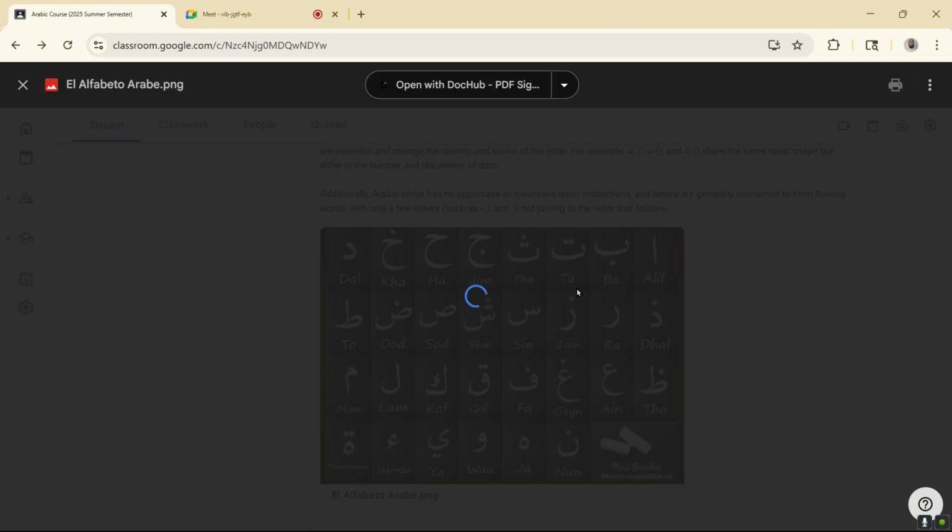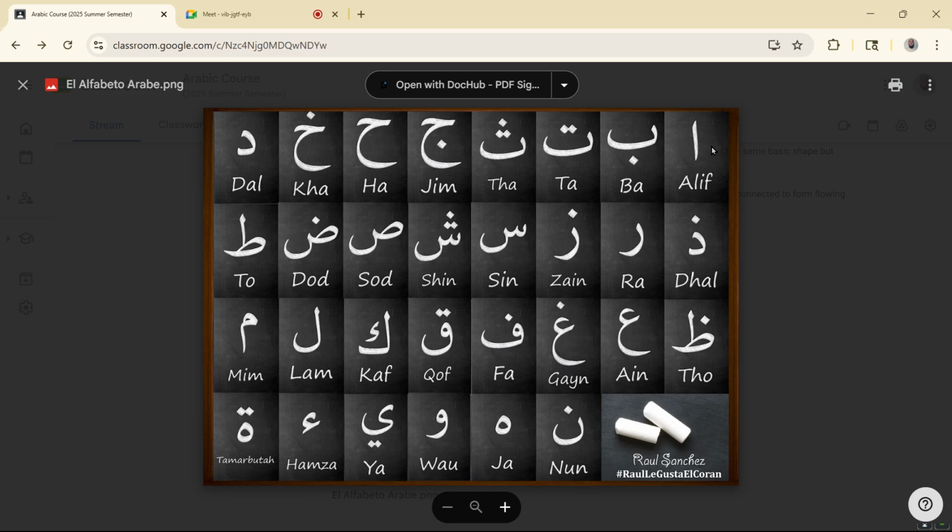So the first letter of the alphabet is the letter Alif. We can take it as the A sound. The second letter is the letter Ba. We can take it as the B sound. The third letter is the letter Ta. We can take it as the T sound. And the fourth letter is the letter Tha. We can say it or pronounce it as the Th sound.